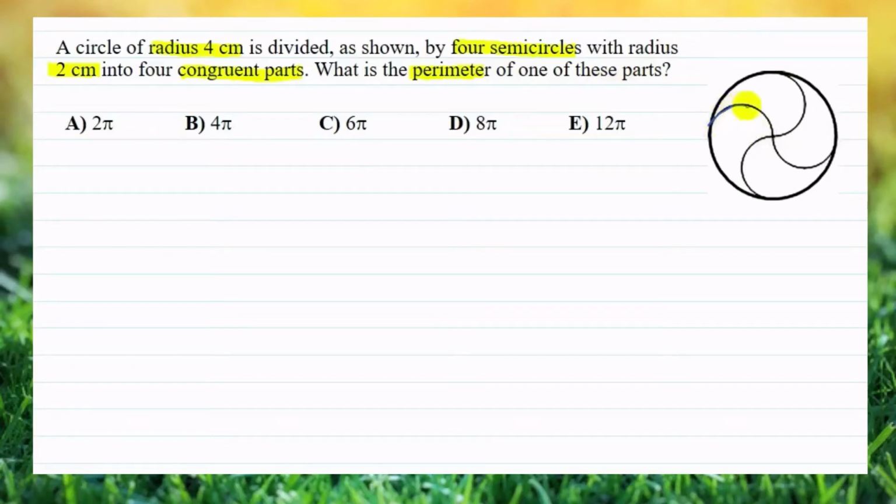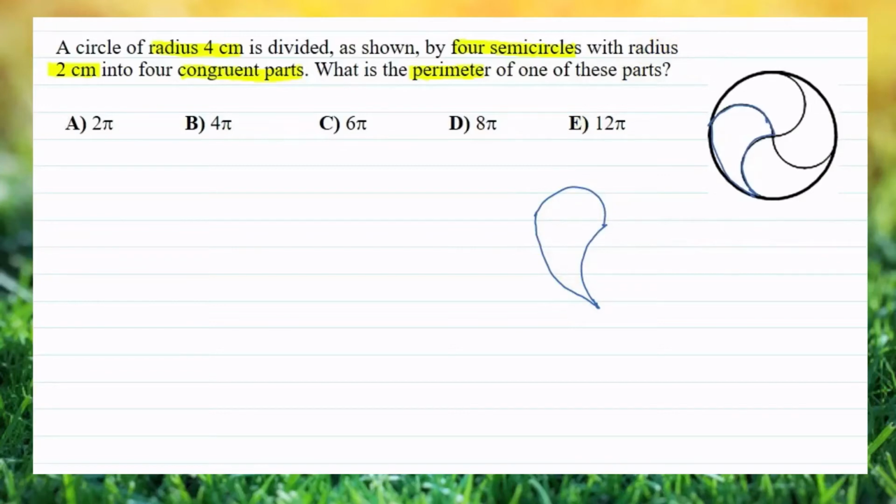I'm just drawing over it. This is the perimeter of one figure. So you can see this is the shape. If I draw it here, it will look something like this. There is a semicircle, and there is another semicircle on this side, and this is the circumference of the bigger circle. So exactly I need to find the perimeter of this region. Let us see how to find this.